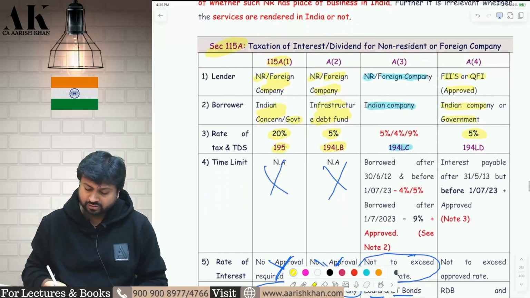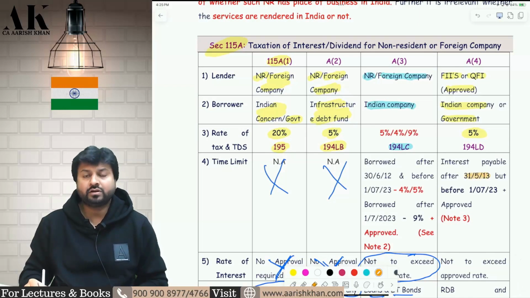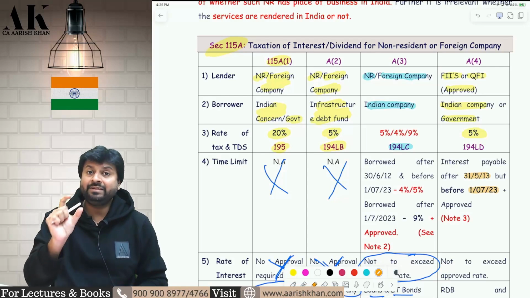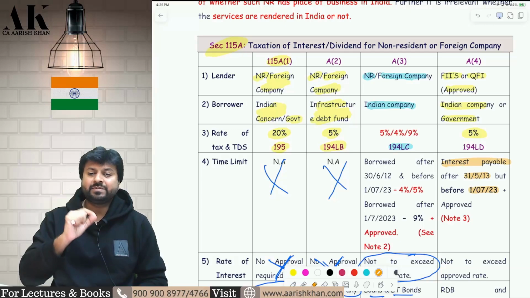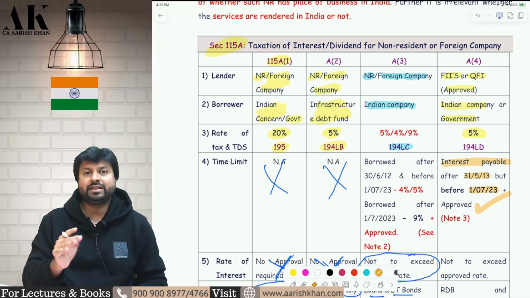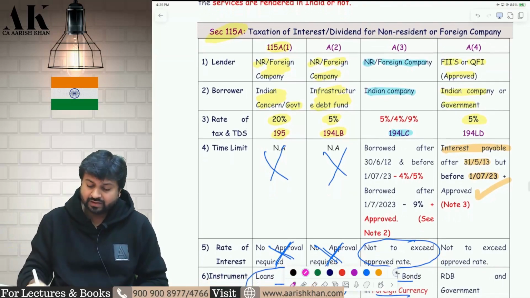Is there any period here also? Yes, there is a period over here, it has to be after 31st May 2013, but before 1st July 2013. But here the timing is not of taking the loan, the timing is of interest payable. If interest is payable between this period, then this section is applicable. Otherwise, this section is not applicable. So according to me, this section is not much relevant for your exam.